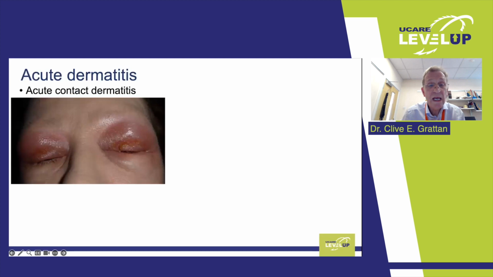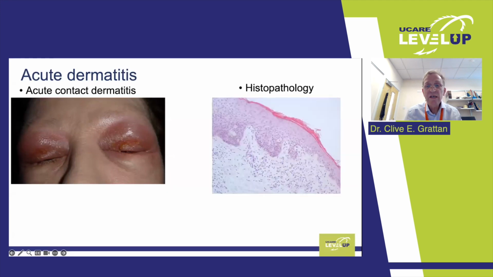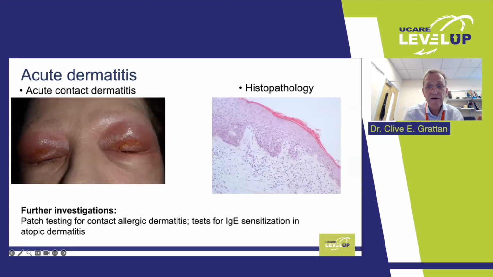Acute dermatitis, as illustrated with these very edematous eyelids. But if you look closely, you'll see that they're oozing. There is serum on the surface, and the epidermis has been affected. So here the histopathology is epidermal as well as dermal, with spongiosis and parakeratosis. Further investigations in this context would be patch testing for contact allergic dermatitis, and testing for IgE sensitization in atopic dermatitis.